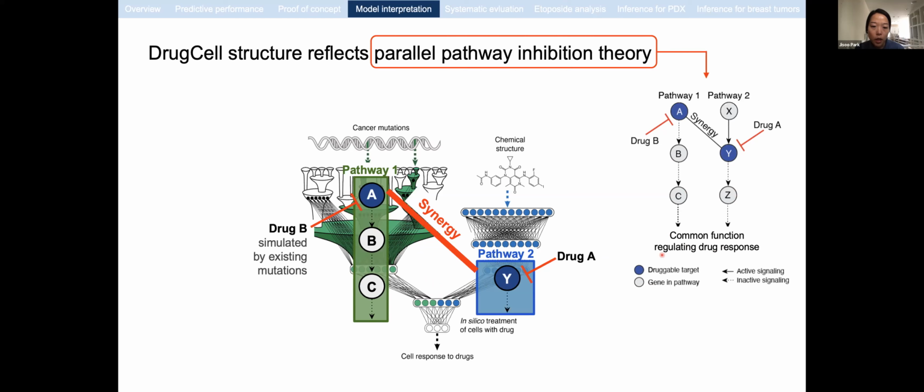function. So we hypothesized the biological activity of the primary drug is learned by the drug embedding branch, and the parallel pathways are learned by the genotype embedding branch, where the secondary drug's activity is simulated by existing loss of function mutations in each cell.